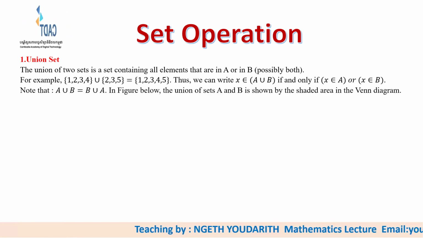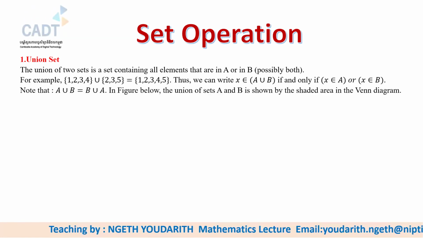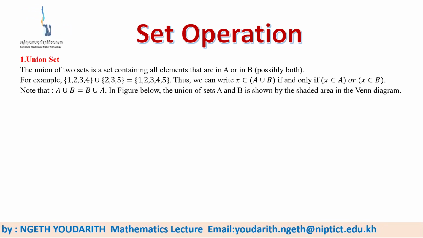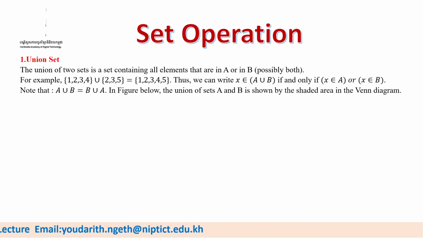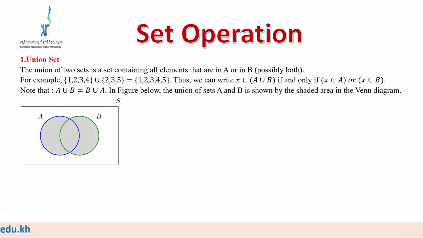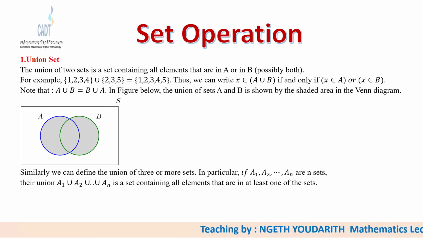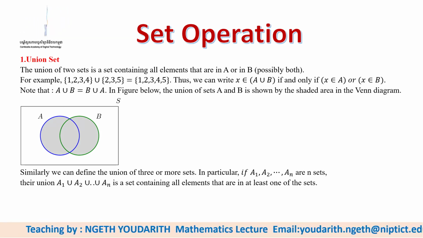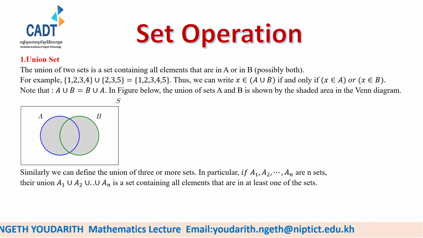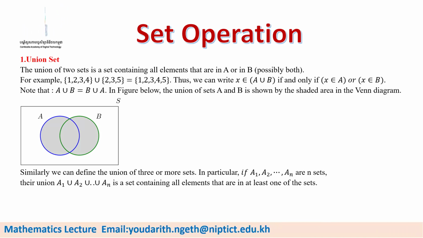Note that A union B equals B union A. In the figure below, the union of sets A and B is shown by the shaded area in the Venn diagram. This is the kind of our union set. Similarly, there are many sets that can be united with each other.